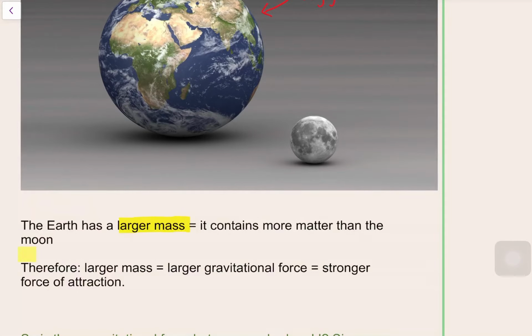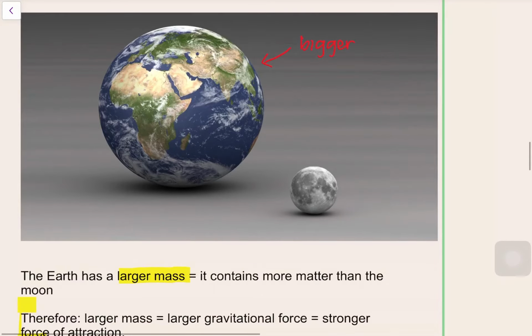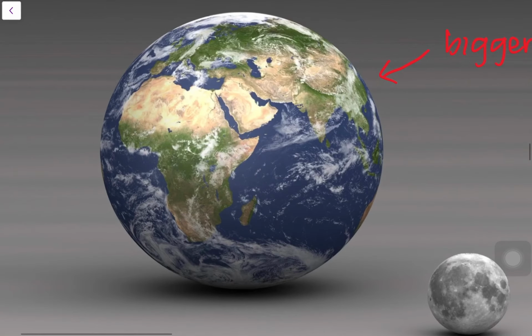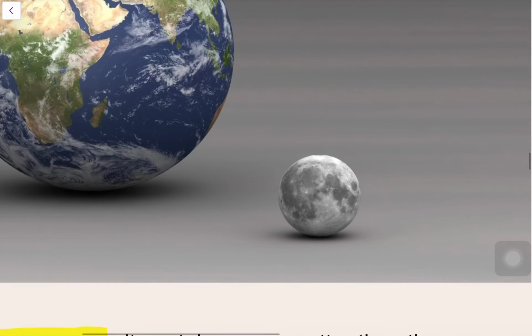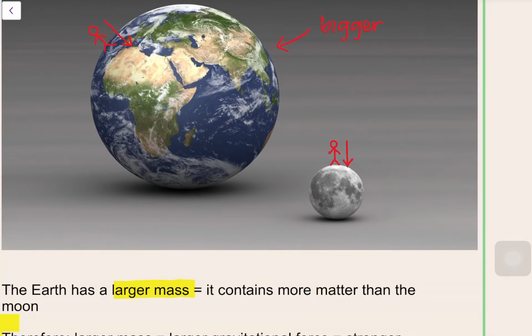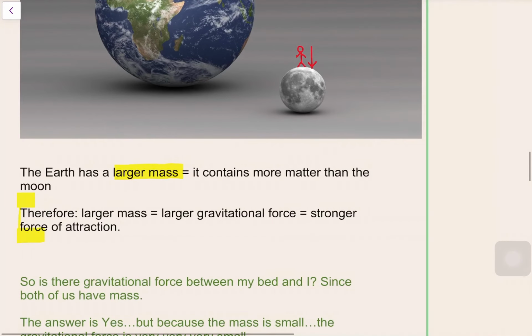So this over here explains what I went through just now. The larger the mass, the larger the gravitational force, and therefore the stronger the force of attraction. So imagine this. You are located here. Because the Earth has a larger mass, the force that is pulling you down is larger. However, because of the smaller mass of the moon, the force of attraction between you and the moon is much weaker as compared to that on the Earth. Alright?